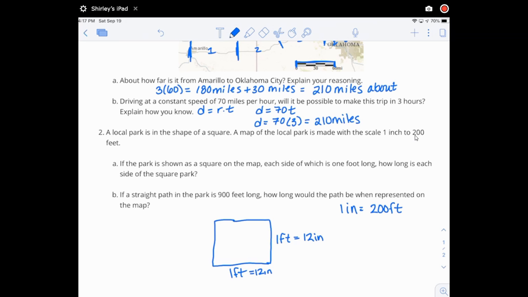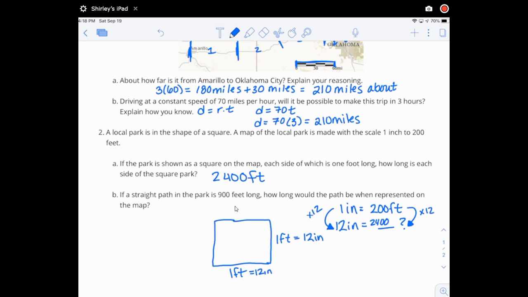So I have that my scaled image is 12 inches, and I just need to figure out how many feet that is. So then find my scale factor. 12 divided by 1 tells me that I get to multiply by 12 to go from one to the other. So now I'm going to multiply my 200 feet times 12. And that's going to give me 2 times 12 is 24. And I'm going to add in the zeros. So how long is each side of the park? About 2,400 feet.